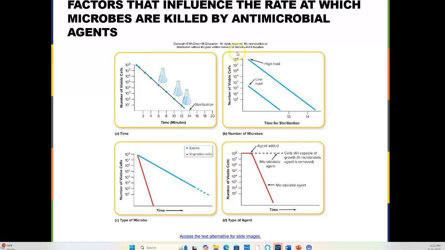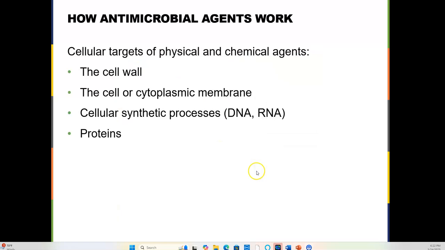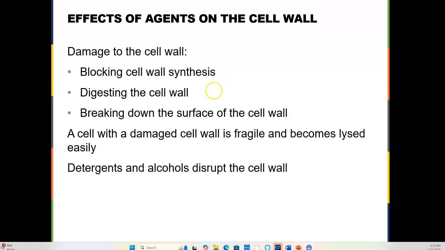The number of cells: a higher load is going to take longer to sterilize than a lower load. And then, is it a spore or is it a vegetative cell? And then the type of agent. Is it microbicidal or is it microbistatic? Those are basically what that says. So, how these agents work: there are different targets for both the physical and chemical agents. So, the cell wall, the cytoplasmic membrane, cellular processes like DNA and RNA, and then proteins.